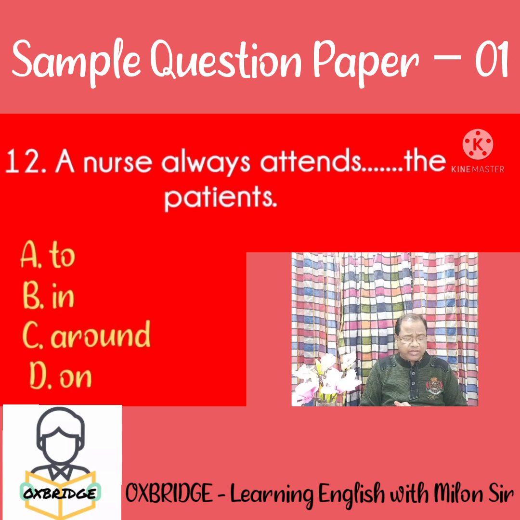And here you can observe: a nurse always attends dash the patients. Which option is correct? We have to choose the right one. A nurse always attends to the patients. A nurse always attends in the patients. A nurse always attends around the patients. A nurse always attends on the patients.